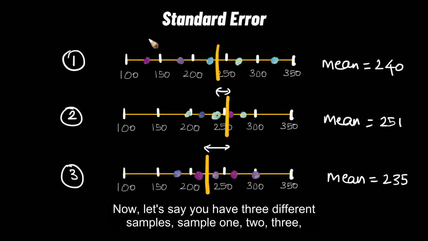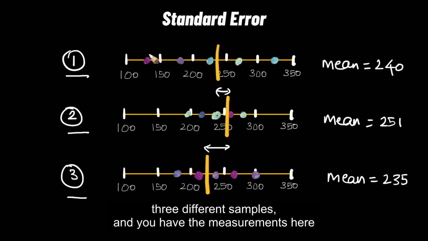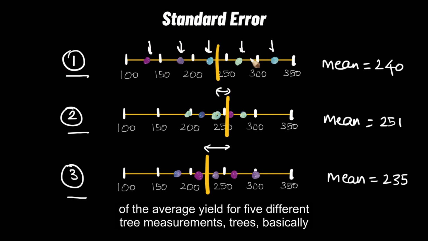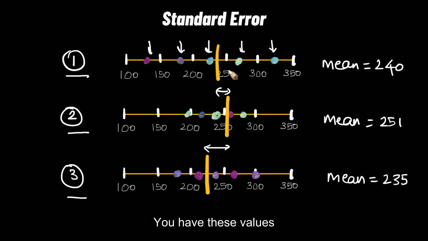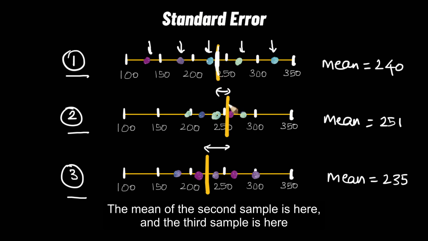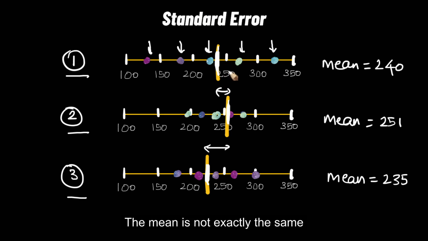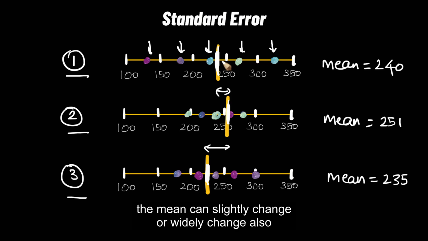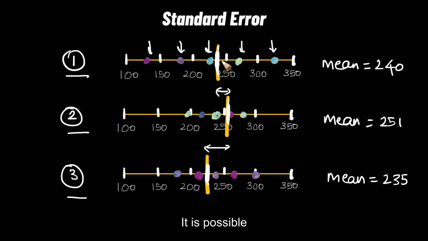Now let's say you have 3 different samples, sample 1, 2, 3, and you have the measurements here. These dots are the measurements of the yield for 5 different trees. You have these values. The mean of the first sample is over here. The mean of the second sample is here, and the third sample is here. The mean is not exactly the same. They are slightly different because if you take measurements from sample to sample, the mean can slightly change or widely change also. It is possible.